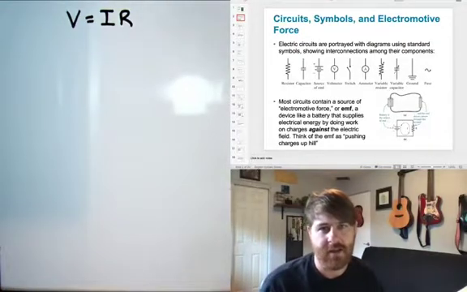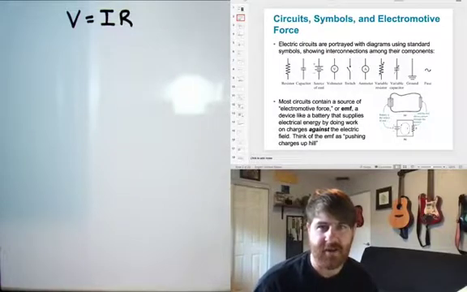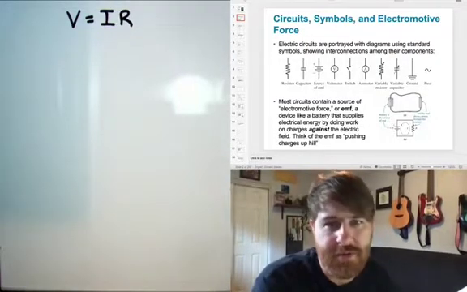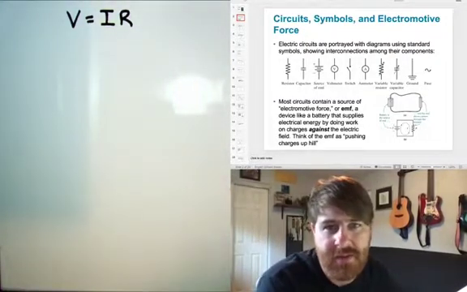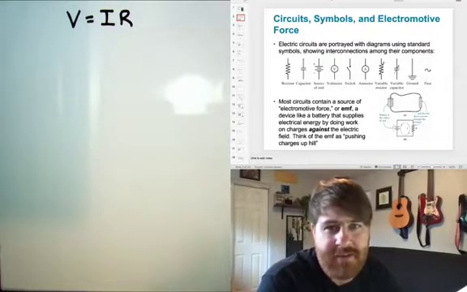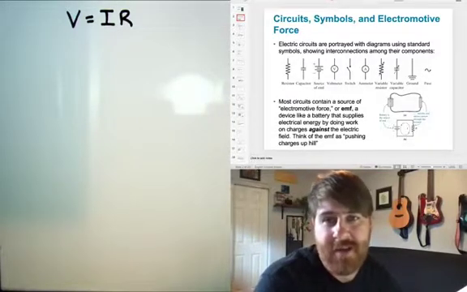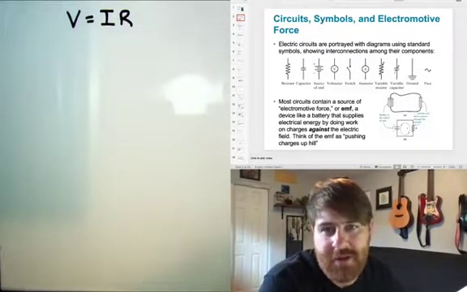First of all, there's lots of different symbols that we're going to use in these diagrams. Here are some of those symbols. The most common ones that we'll be using are the resistor, the capacitor, the source of EMF, or what's often thought of as a battery, and the switch.